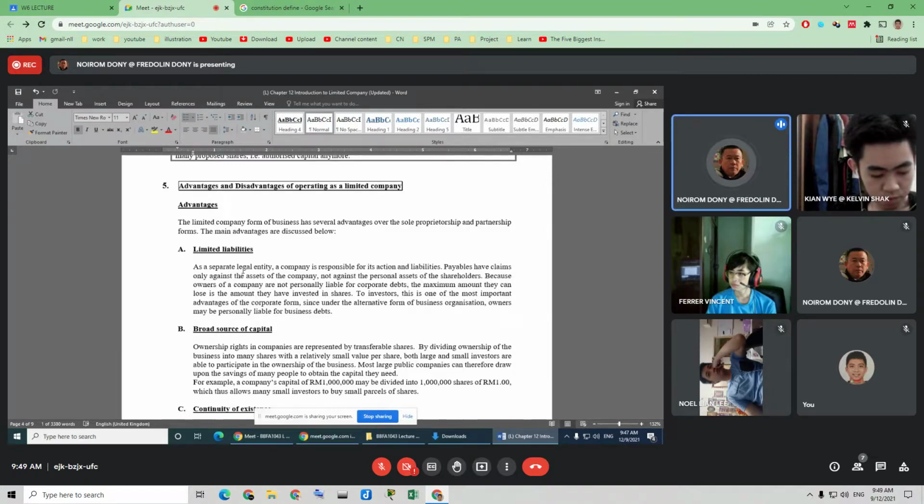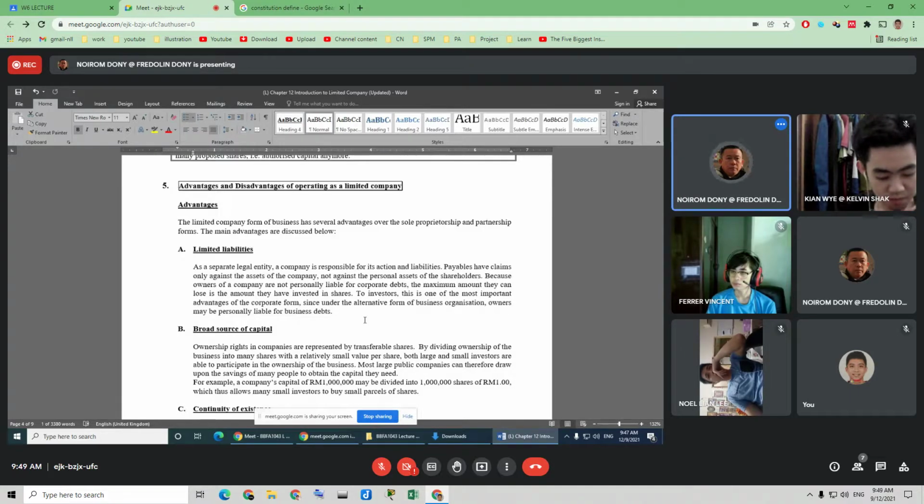They can only go against the assets of the company, but not the shareholders, because the owners of the company are not personally liable for corporate debts. The maximum amount they can lose is the amount they have invested in the share. To an investor, this is one of the most important advantages of the corporate form, since under the alternative forms of business organization, owners may be personally liable for business debts.